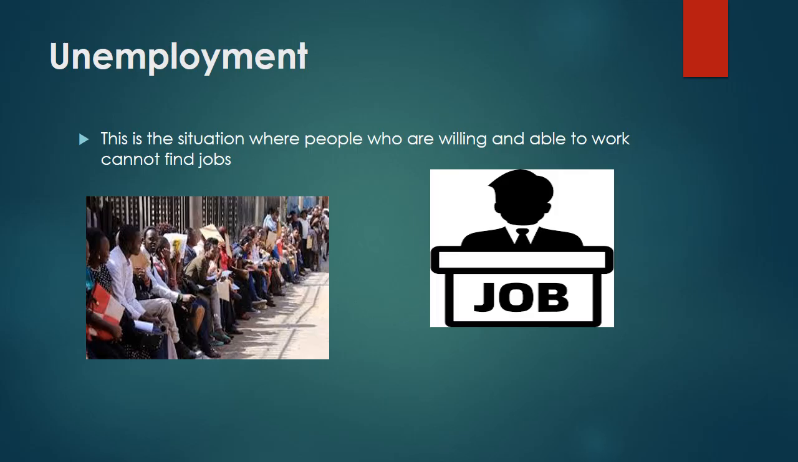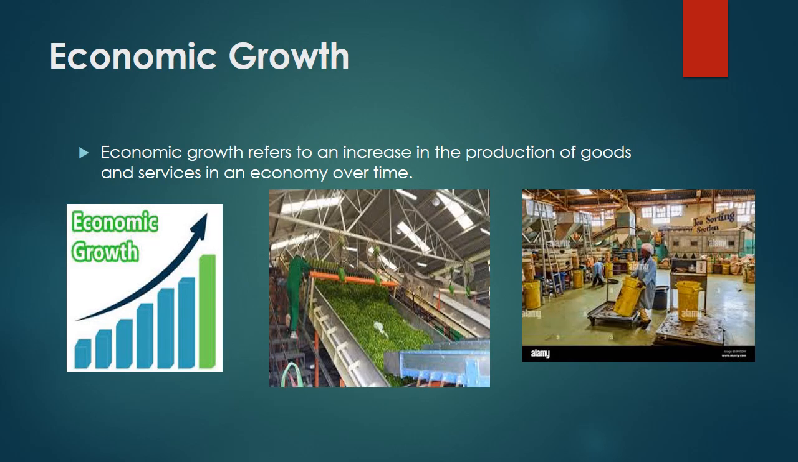Unemployment will lead to poverty because people don't have a source of income. We also have reduced output because companies don't have many people to work. The government comes up with policies to reduce unemployment, such as job creation programs. They can also create internships for youths, which will reduce unemployment.